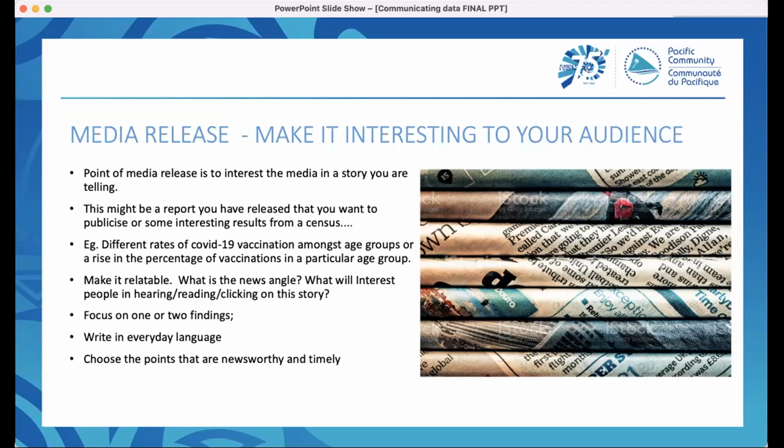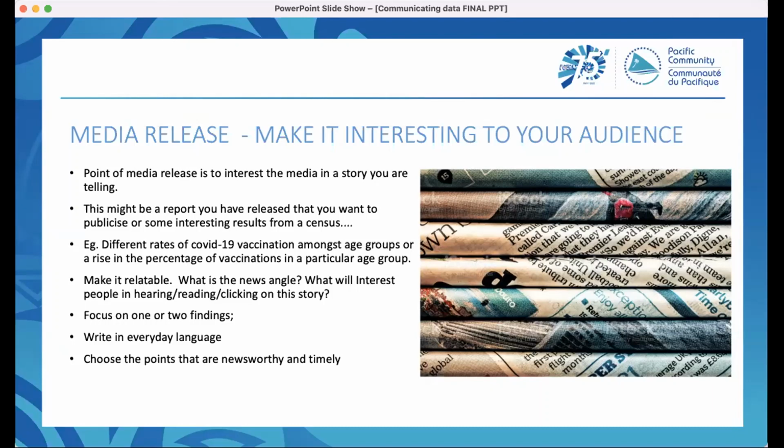The story might be the results of a report that you have released and want to publicize. It could be anything. It could be census results with the purpose of highlighting the value of undertaking a census by showcasing how a population has changed over time. When you write your media release, it's important to think about what is the news angle and who are the media release's intended audience. Who are the end users, in other words?